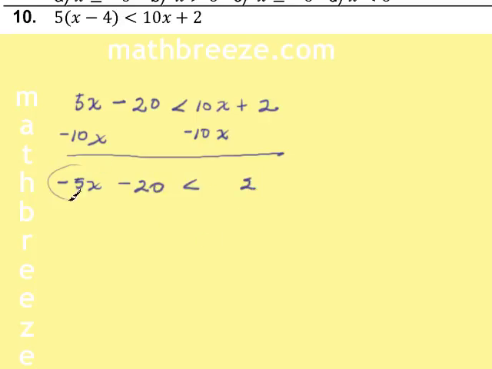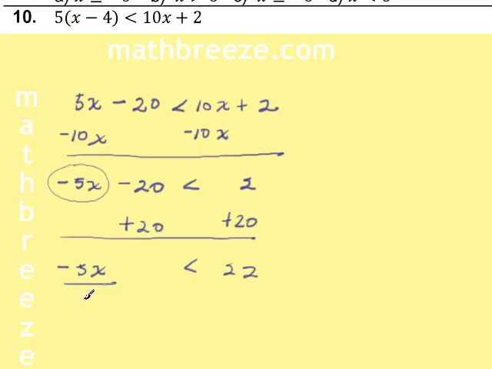And now we want to isolate the x term. Let's do the opposite of the minus 20. We're going to do plus 20 on both sides. Let's bring down the minus 5x. And here we have 22. And now to isolate x, we're going to divide both sides by negative 5. All right, dividing by negative, switch the direction. And as a final answer, we have x greater than 22 over negative 5, or I can write that as minus 22 over 5.